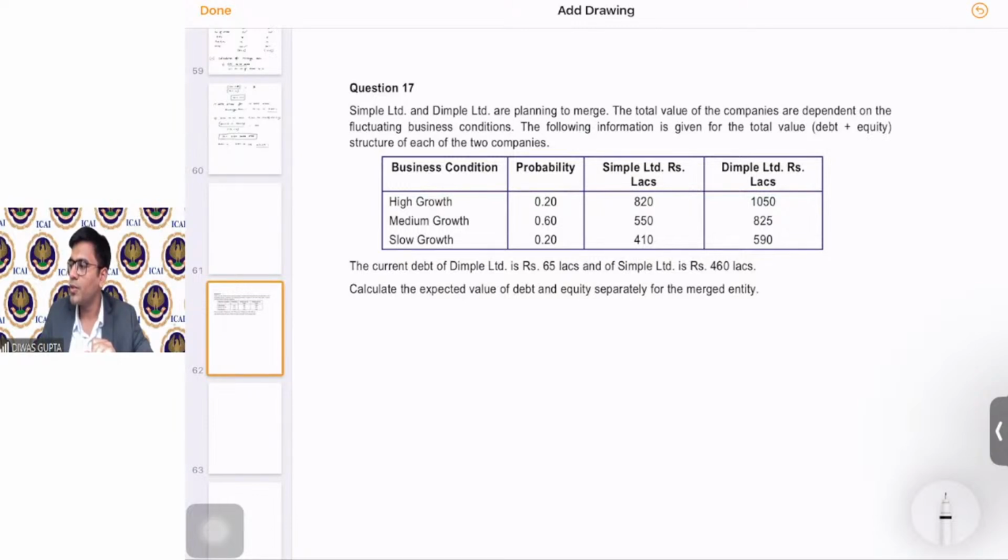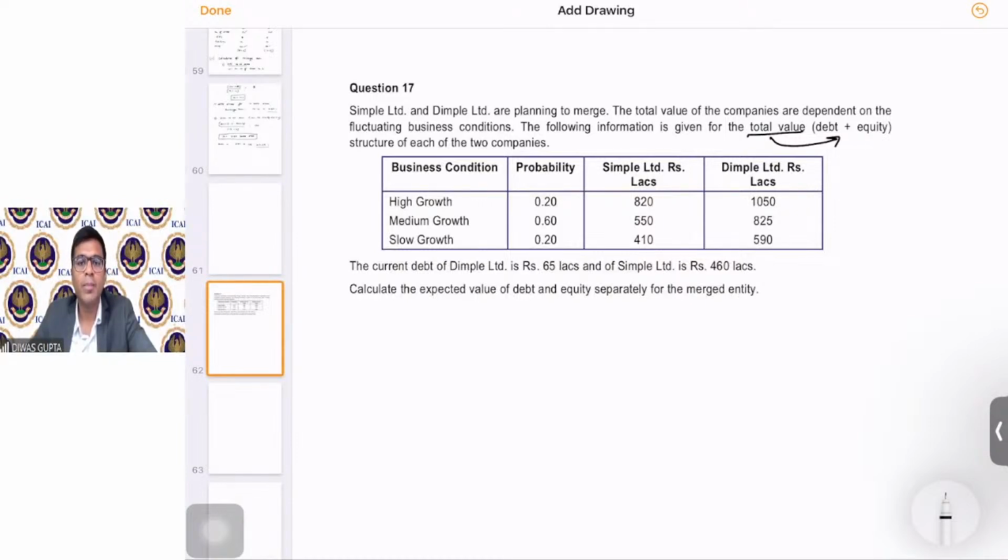Yeah, this is a very good question, students. Now, Simple Limited and Dimple Limited are planning to merge. The total value of the companies is dependent on the fluctuating business conditions. The following information is given for the total value, and they have explained what is meant by total value: debt plus equity.